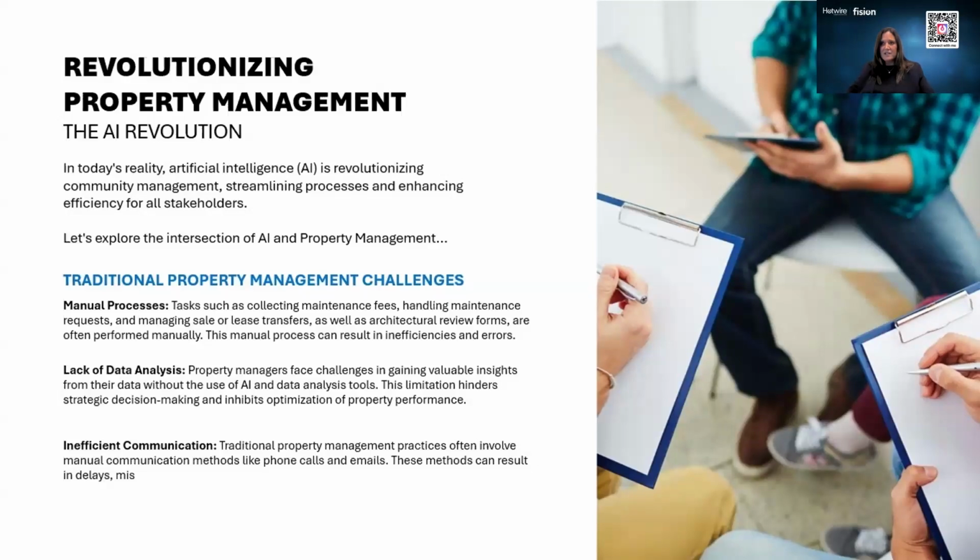Lack of data analysis. Property managers face challenges in gaining valuable insights from their data without the use of AI and data analytic tools. That limits or sometimes hinders your strategic decision-making, and you're unable to optimize your property's performance. Then you have inefficient communication. Traditional property management practices often involve manual communication methods like phone calls and emails. These methods can result in delays.